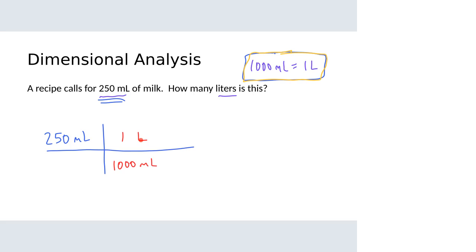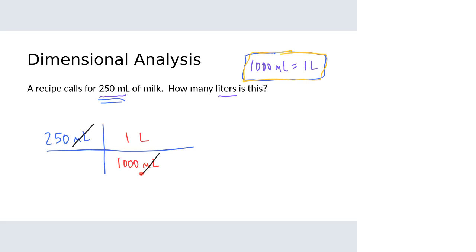The reason for that is because you could be thinking, well, what if I wanted to do it the other way? What if I wanted to put the 1,000 milliliters on top and the 1 liter on the bottom? The problem with that is it doesn't help us get to where we're trying to get to. Because this way, I've got milliliters on top and milliliters on top. Well, that's no good. I'm trying to get rid of milliliters. So I want to put those 1,000 milliliters on the bottom and the 1 liter on top, because I want milliliters to go away. And by having one on the top and one on the bottom, they'll cancel.